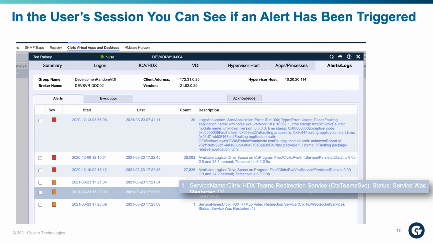So in this case, if the user, Ted Rainey, called in and complained of a Teams issue, you could quickly identify his session, go into the alerts tab, and see that in fact, that redirection service was down, it was automatically restarted, and it should be no issue moving forward. So this is the level of visibility that we can give you so that you can be proactively notified, or you can have it in context of that user session should that user ever call and complain around Teams.